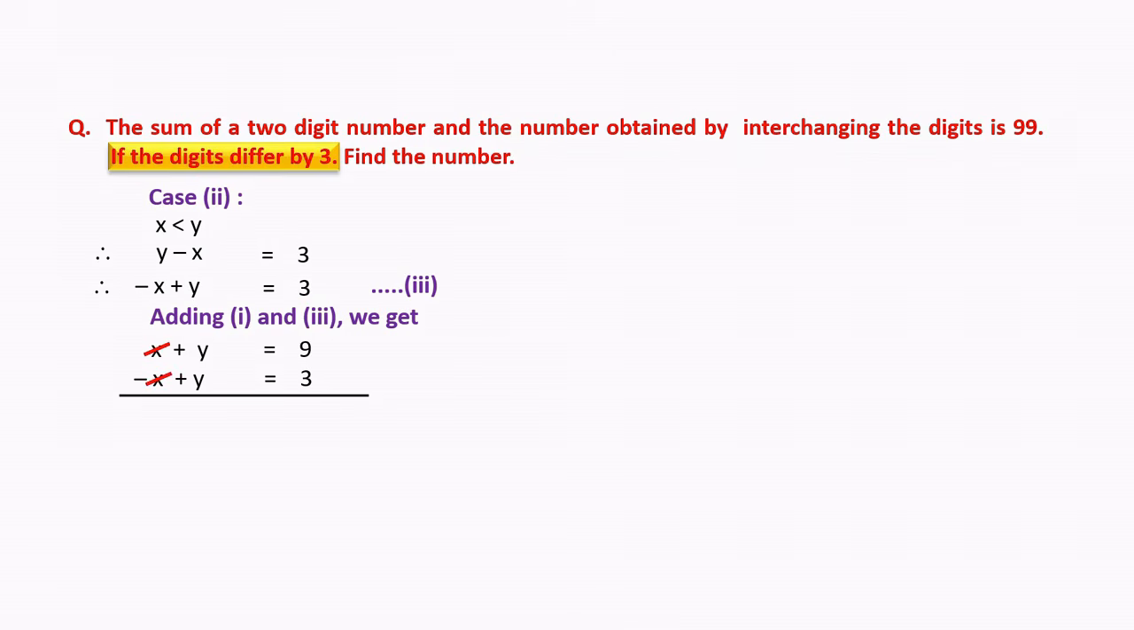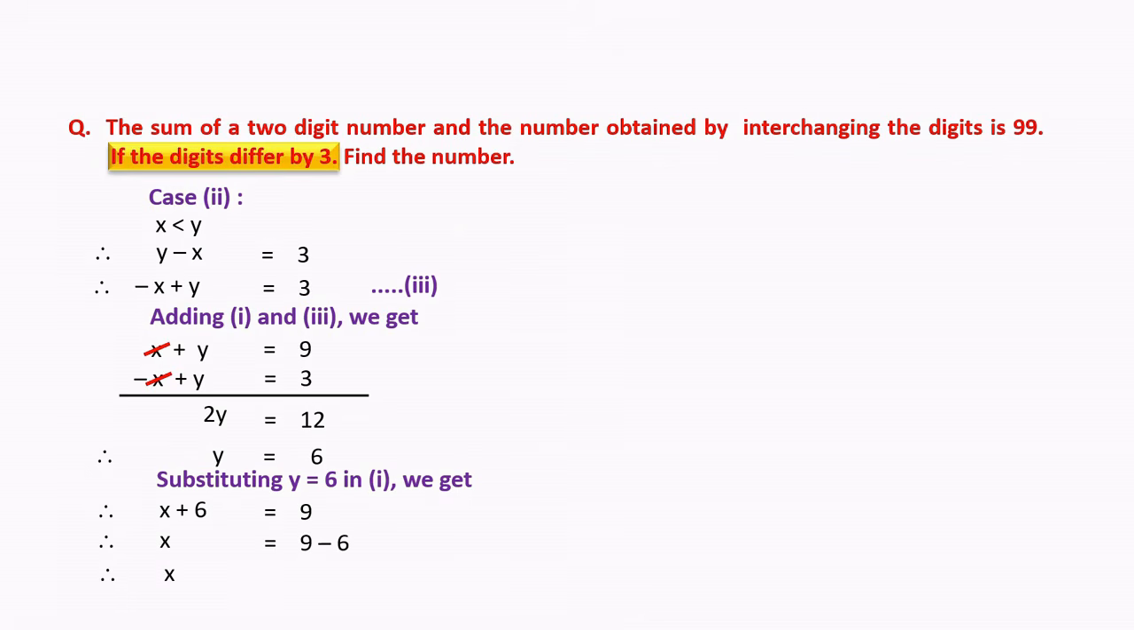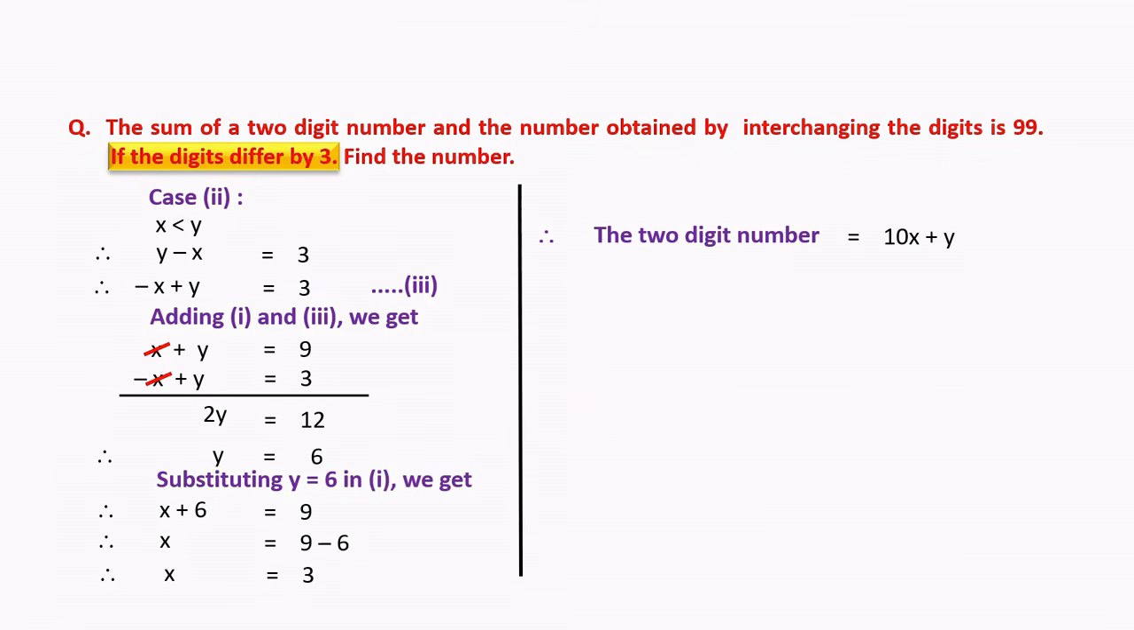Adding both equations, x and minus x cancel out. So, we get 2y equals 12. Therefore, y equals 6. Now, substitute y equals 6 in equation 1. x plus 6 equals 9. So, x equals 3.